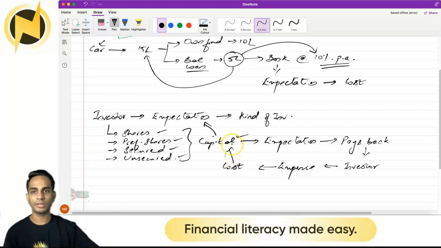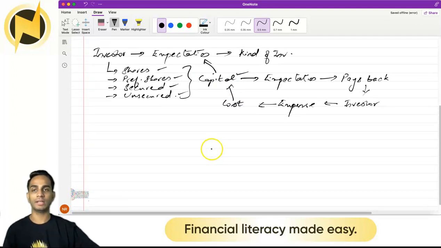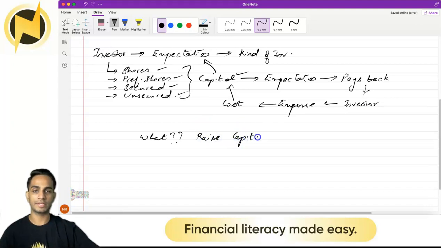All right. So this whole study of cost of capital is for us to understand what would be the cost for a company to raise a particular capital.